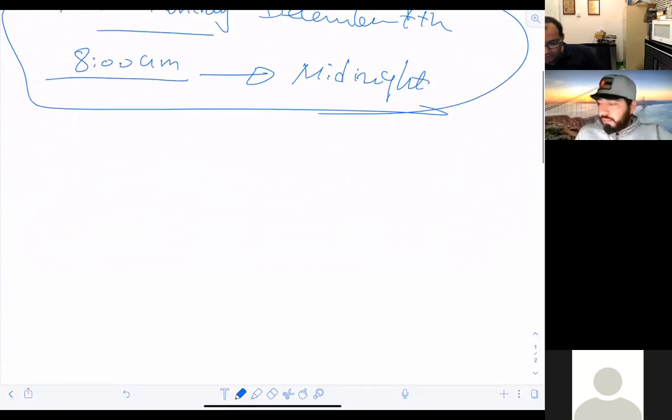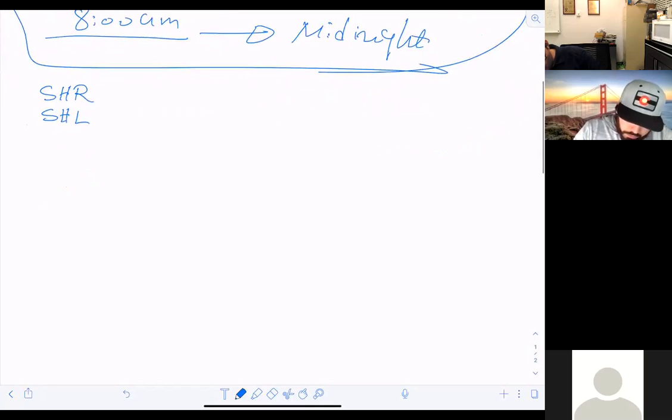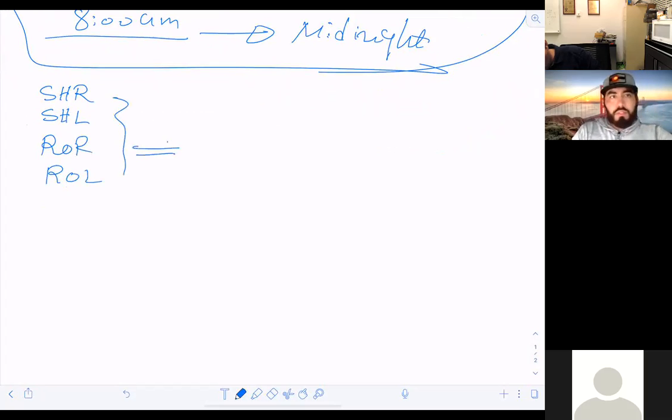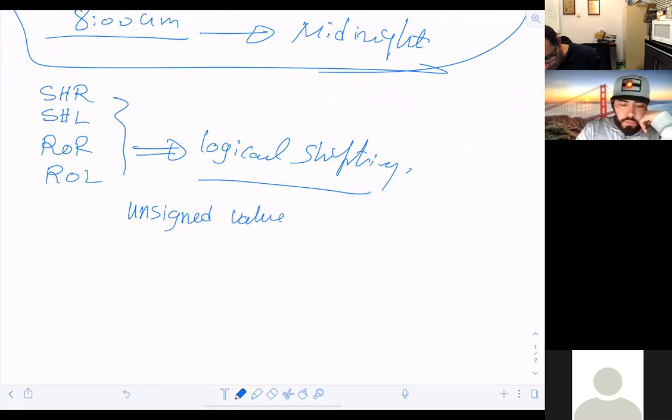So we talked about SHR, SHL, and then ROR, ROL. Those guys are from the family called logical shifting. Logical shifting normally targets unsigned values. So let's target unsigned values.